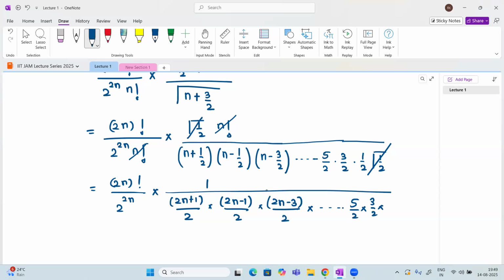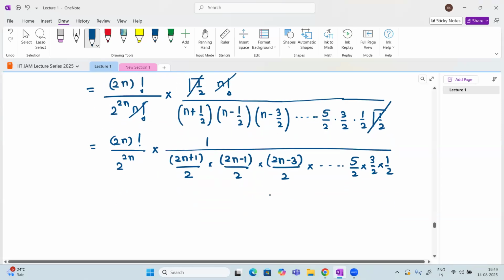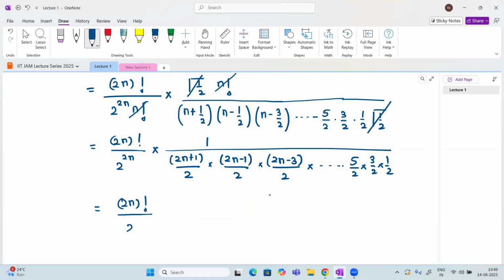3 by 2 and 1 by 2. So how many 2's are generated in the bottom? Tell me. n terms. 2 raised to n. See, n terms are there. How many odd numbers are there? See, 1, 3. 3 is the second odd number, right? 5 is the third odd number. So how many odd numbers are generated here? 2n minus 1 term? No. 2n plus 1.